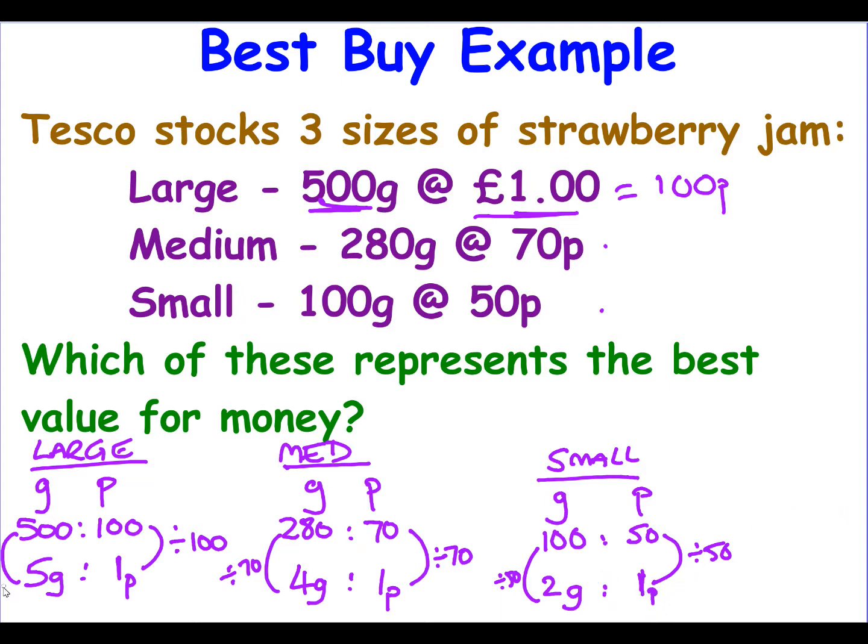So you can see like with like. My big jar is giving me 5 grams for my penny, my medium jar is 4 grams for my penny, and my small jar is 2 grams for my penny. So the best value for money is the large jar.